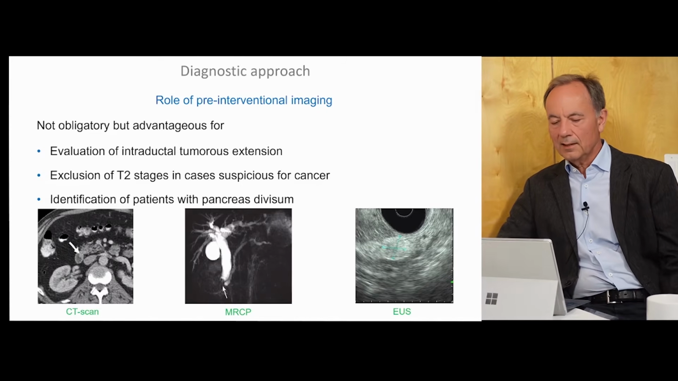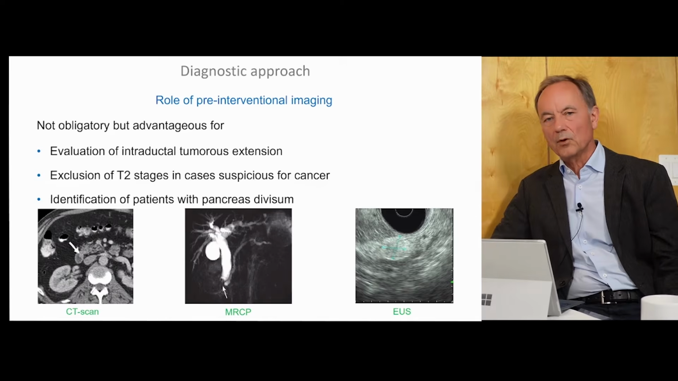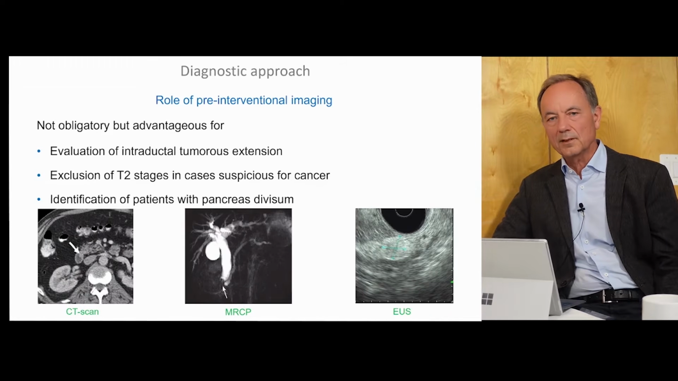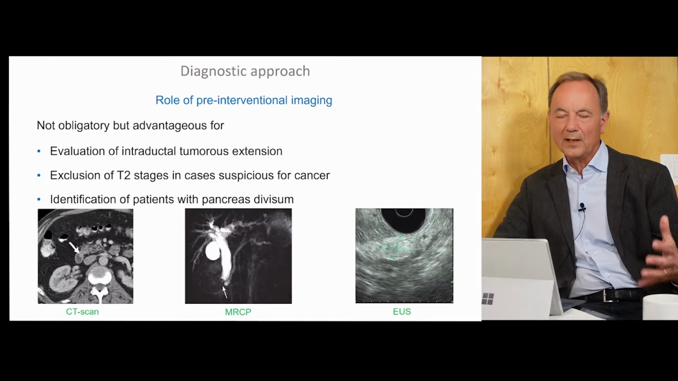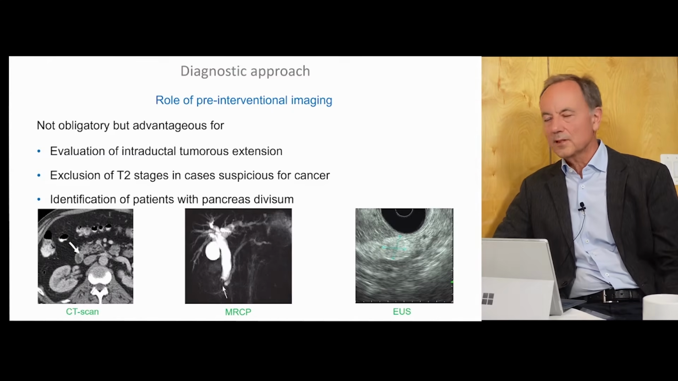I think it's recommended to do EUS and maybe even better MRCP to rule out deeper ductal infiltration. Also, with an experienced endoscopist doing EUS, we can identify patients with a pancreas divisum, and this is helpful because then we know that there is no need for a prophylactic pancreatic stent after papillectomy. So it's recommended, but it's not a must to do pre-interventional imaging.